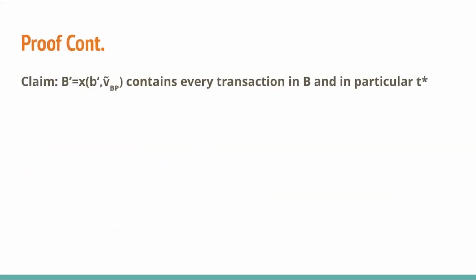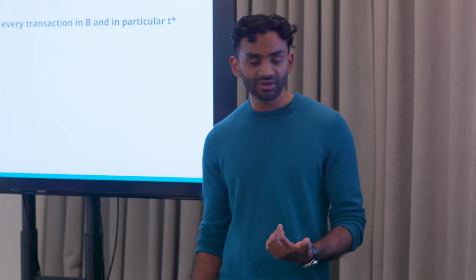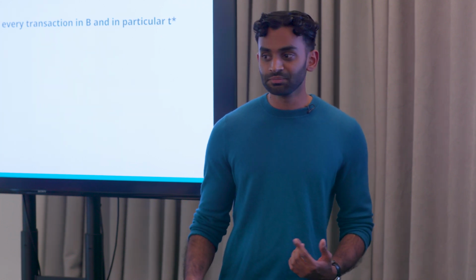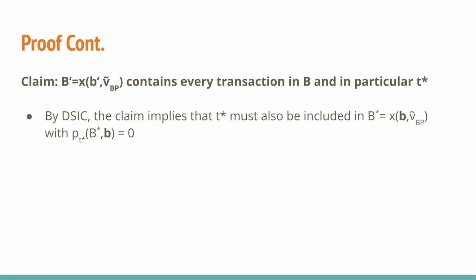The core idea in this claim is that under this new vector of bids B prime and this BP valuation V tilde, it's intuitive that the block B prime made with this new bid vector and new BP valuation must include every transaction in B, and in particular this transaction T star. So by DSIC, T star should also be included under their original bid vector, bold B, when the block producer's valuation is V tilde, and they should be paying 0 in this case.